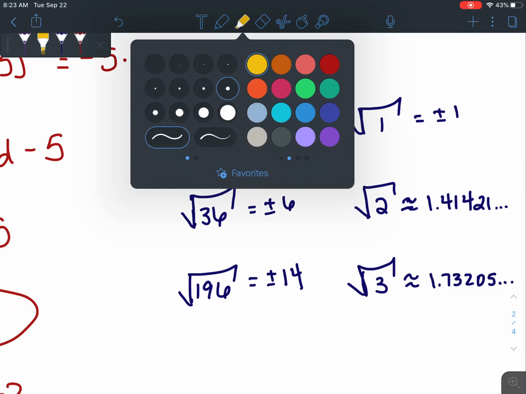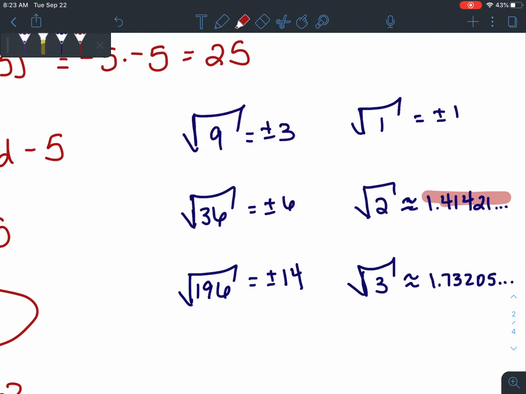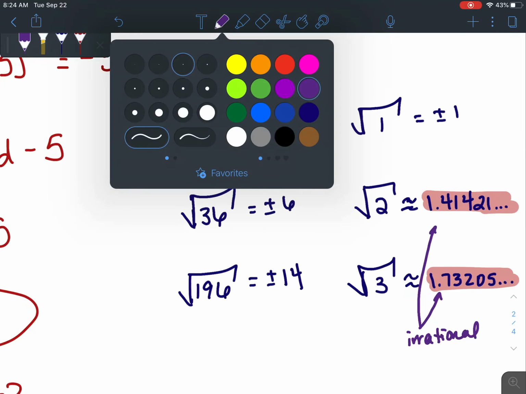These numbers that are decimals but go on forever and there's no pattern to it. Anybody remember? Irrational. These are irrational numbers. And it's kind of silly to write the irrational number with all those decimals, right? All those numbers.